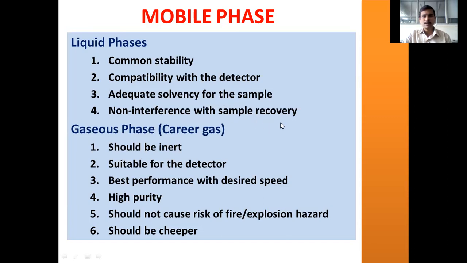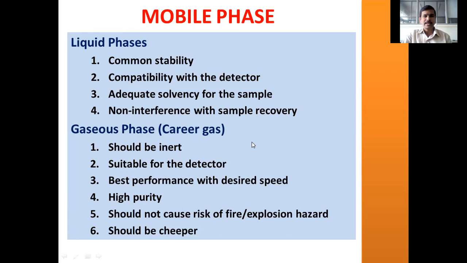And when we go for sample recovery, it should not interfere. That means when you look at the chromatogram, there must be an additional peak for the mobile phase, but it should not get eluted along with the solute molecules from the sample. So these are all the requirements we have to consider while choosing the liquid mobile phases.